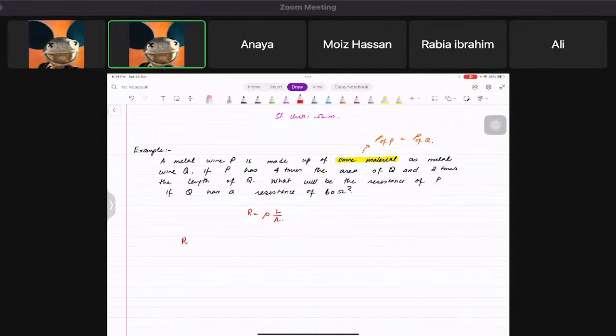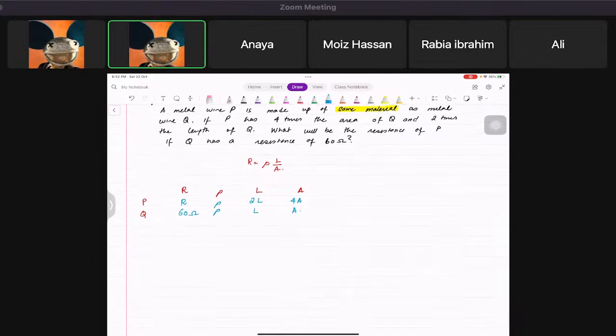We're going to write resistance, resistivity, length, and area. So we're looking at 2 wires, P and Q. The resistance of P is what we need to find, so let's call it R. The resistance of Q is 60 ohms. They have the same resistivity, so I'm just going to write rho. The length of P is 2 times the length of Q, so we write it like that. And it has 4 times the area of Q, so we write it like that, right?